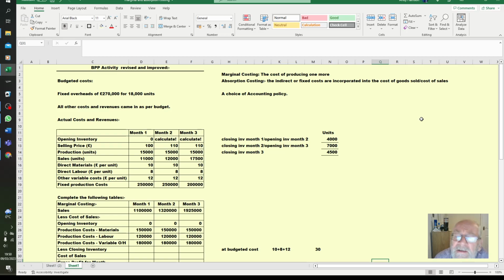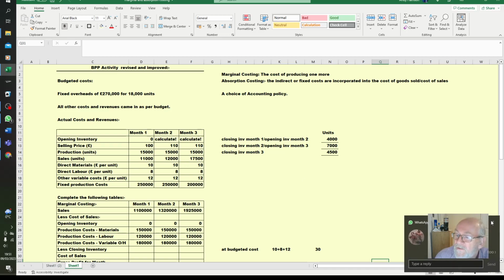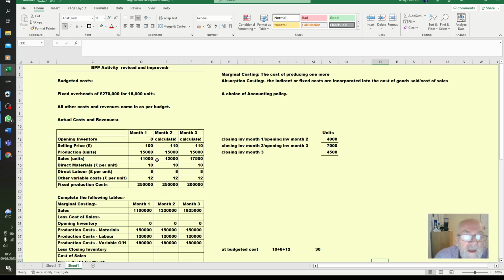So I have calculated the opening inventory. Save time, I've also filled in quite a little bit of the table. I'll explain that as we go down. And we are making a steady 15,000 units a month, and we've got different sales figures and a slightly different price. The materials, the labour and the variable costs will be exactly the same regardless of our accounting policy, and the fixed production costs come in different to the budgeted figure, otherwise it wouldn't be an interesting question.